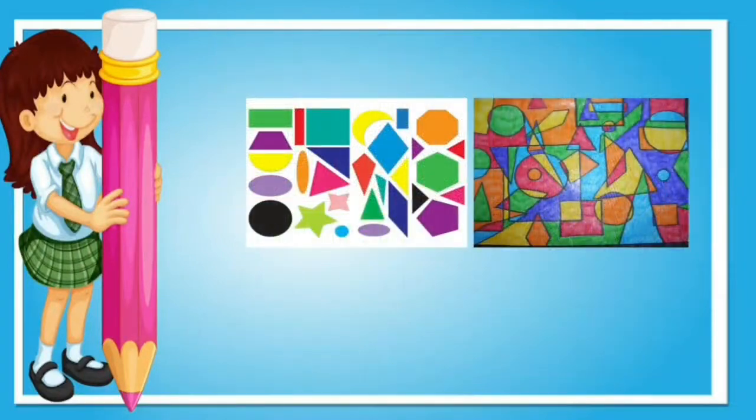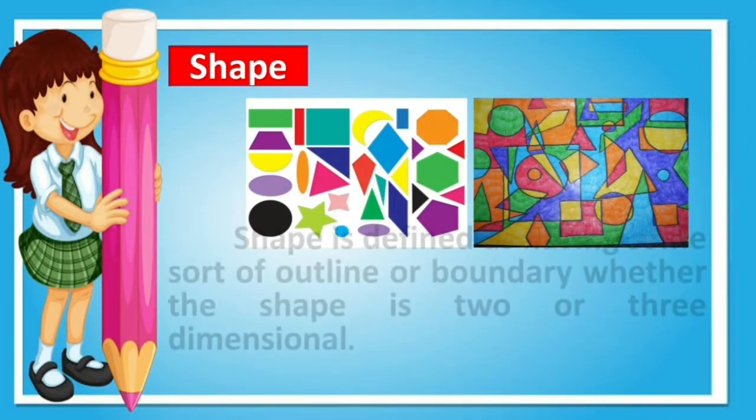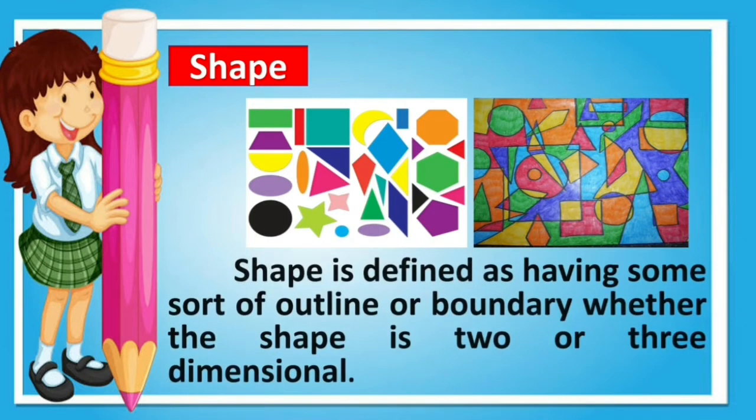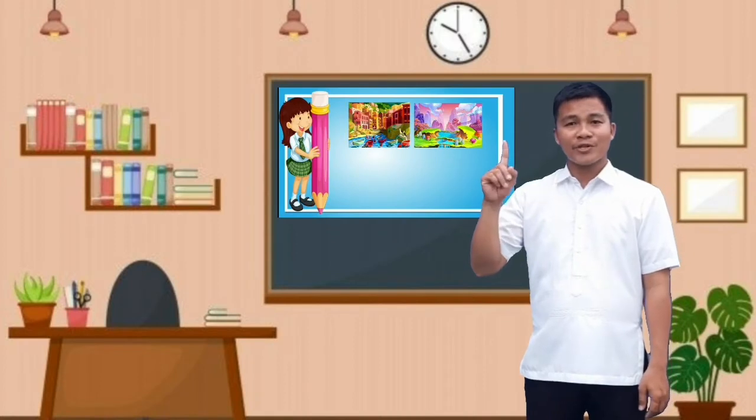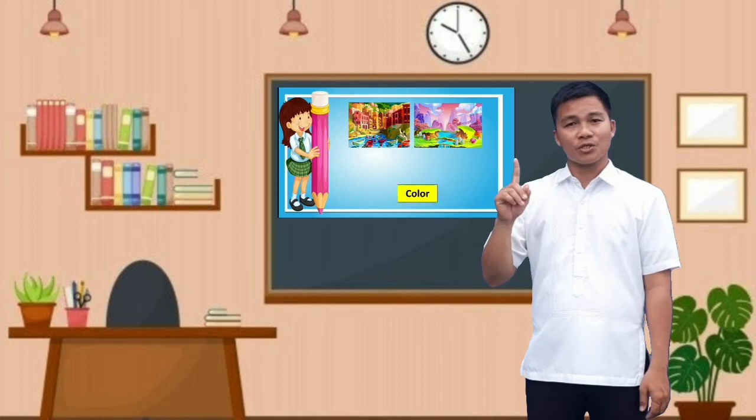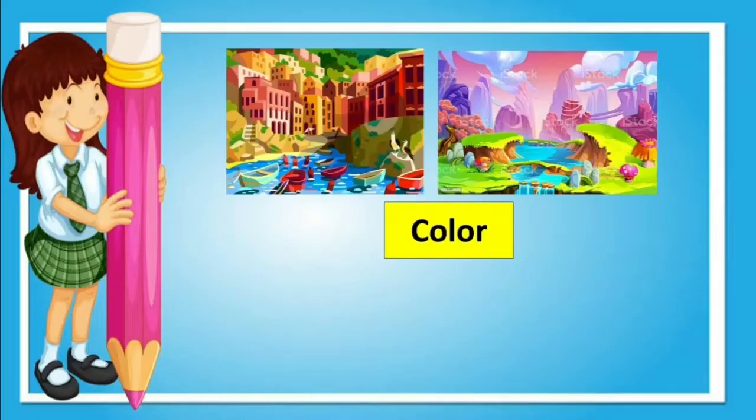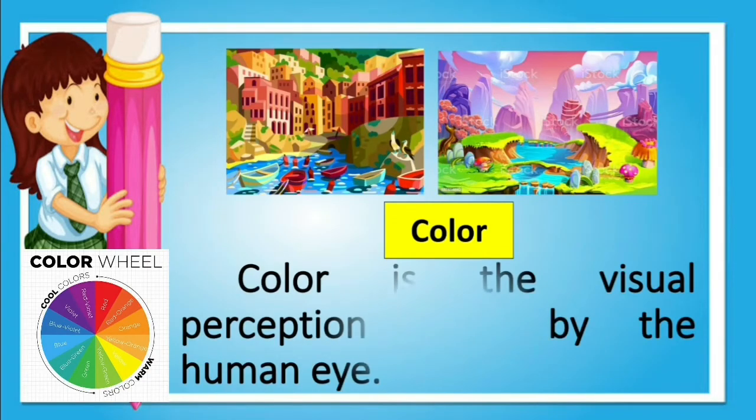Number two element is shape. Shape is defined as having some sort of outline or boundary, whether the shape is two- or three-dimensional. Number three element is color. Color is a visual perception seen by the human eye. We have the color wheel to explain how color is arranged and how colors interact with each other.